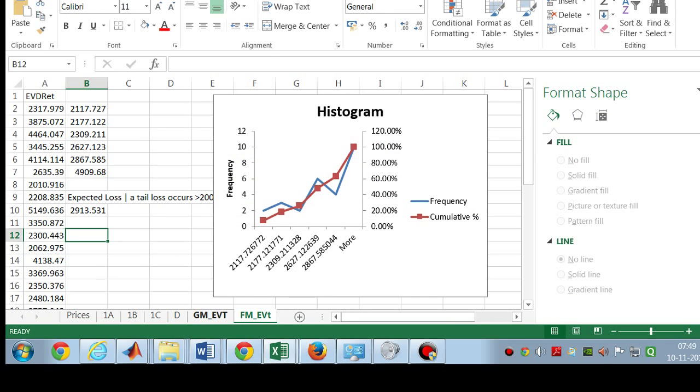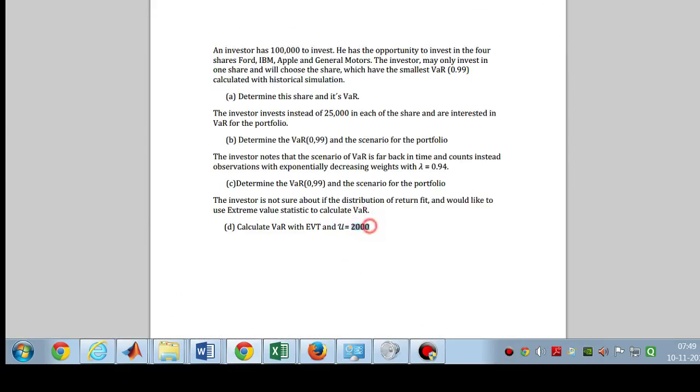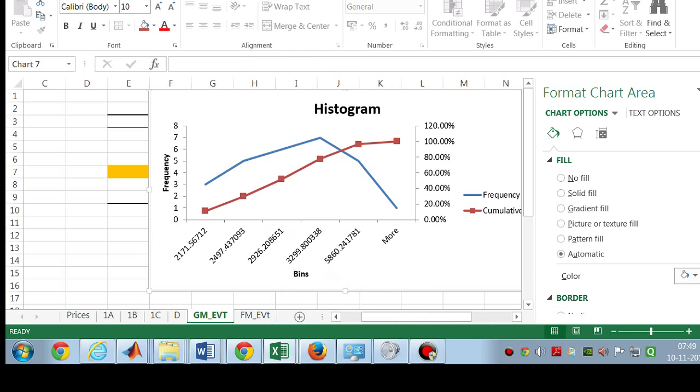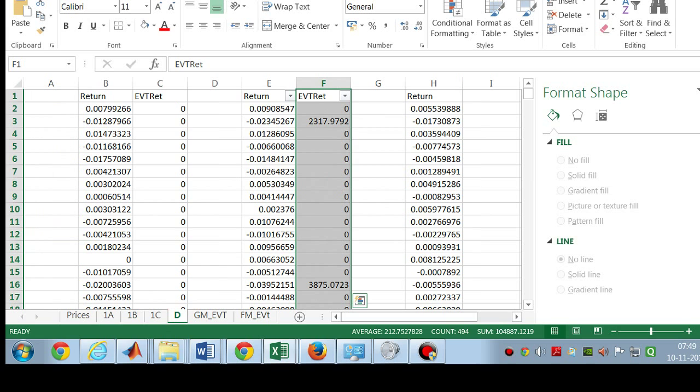The extreme value transform is the distribution of the realized values which are greater than a threshold. So in our problem, we have the VaR with u equals 2000. So we are more concerned with the distribution of points which have a loss greater than 2000. How do we do it?